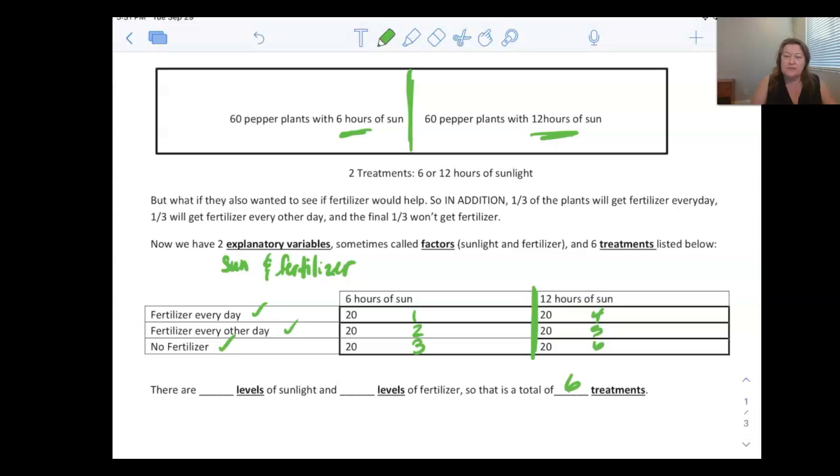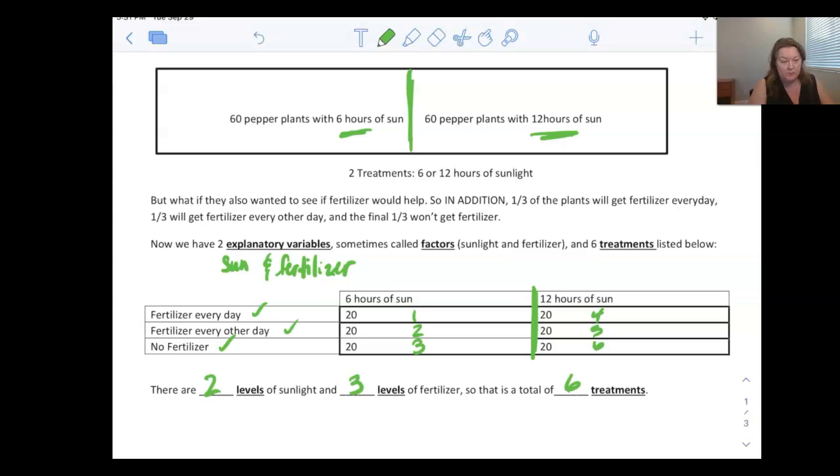So we want to be able to explain to people, like we're doing sunlight and we're doing fertilizer. The sunlight only has 2 different levels to it, either 6 or 12. The fertilizer has 3 different levels to it. It's either every day, every other day, or none. Those are called levels. So we would say that there are 2 levels of sunlight and there are 3 levels of fertilizer. Okay, so for a grand total of 6 treatments.